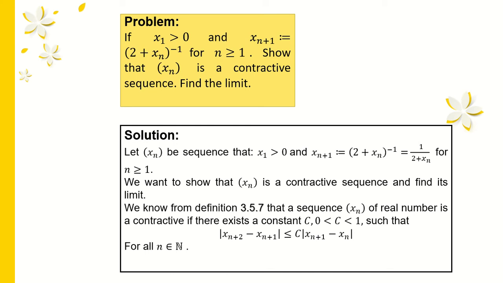We know from definition 3.5.7 that a sequence xn of real numbers is contractive if there exists a constant c, where 0 less than c less than 1, such that the absolute value of xn plus 2 minus xn plus 1 is less than or equal to c times the absolute value of xn plus 1 minus xn for all n element of natural numbers.